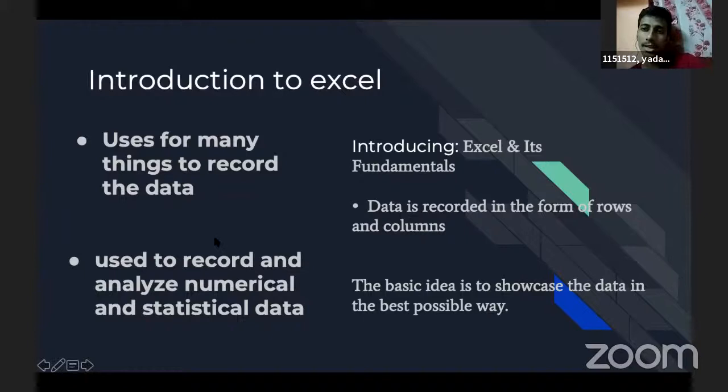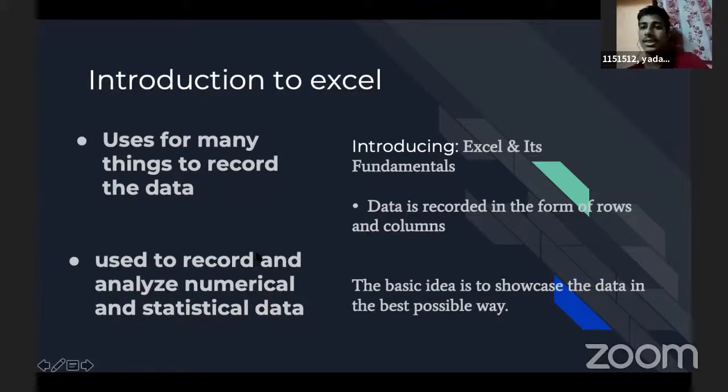You can be at that level, so you have to go through that as well. There are the basic things that this needs to cover: users to record and analyze numerical statistics like data.